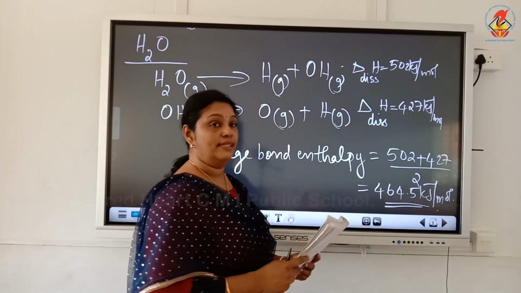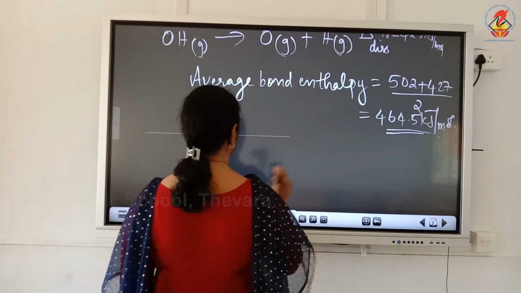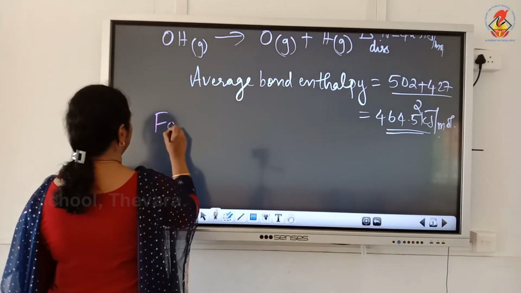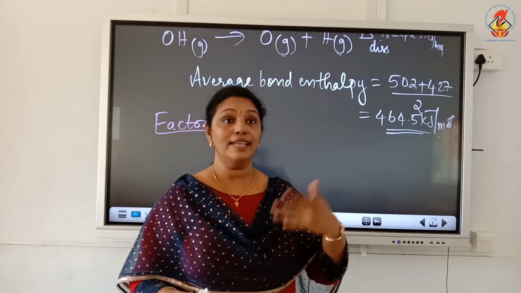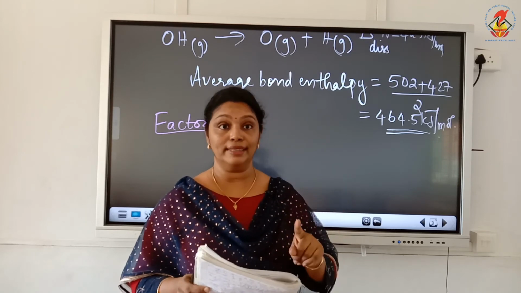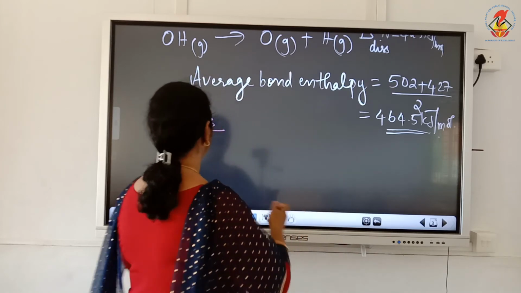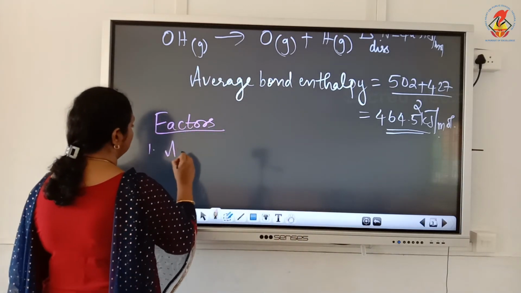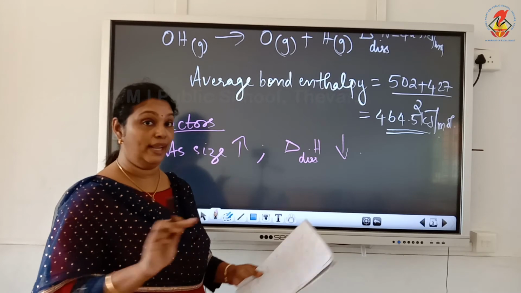Now, next let's see what are the factors affecting bond enthalpy. The first one is the size of the atom. You know that as size increases, bond length increases, and bond enthalpy decreases. So the first factor is, as size increases, bond dissociation enthalpy decreases, because bond length increases.